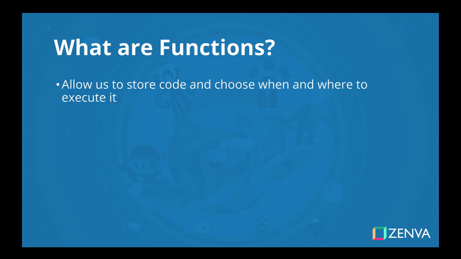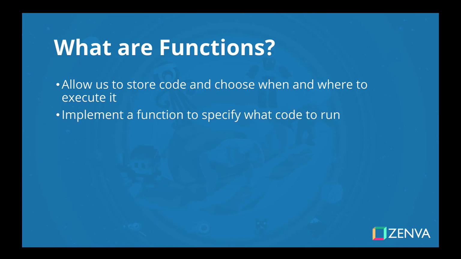So what are functions? These are simply ways to store code and choose when and where we want to execute it. Now, how is that different from what we've been doing previously? Well, up until this point, we've essentially been executing all the code from top to bottom. With functions, we can store code in these functions, and then we can choose exactly when we want to execute it rather than executing it every time. We simply implement a function to specify which code we want to run, and then we call upon that function to execute the code within.